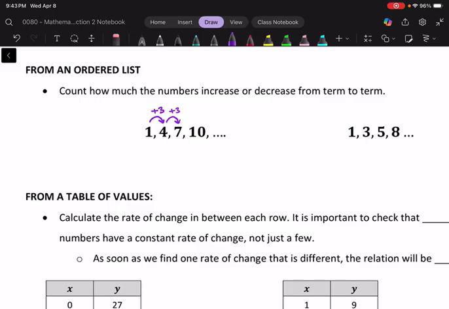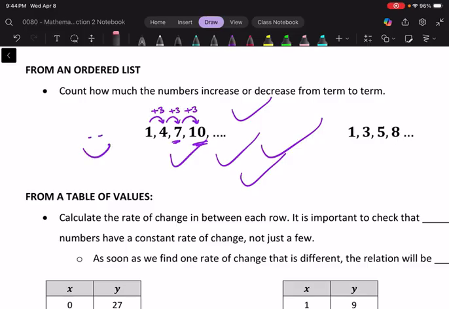So far, so good. To be absolutely certain, though, it does need to work, not just for the first few terms, but all of the terms. So we quickly check over that as well. We should be able to do this same change. Take 7, add 3, and we do get 10. So this is all great, and we are happy. So that again tells us that this must be a linear relation. Linear.